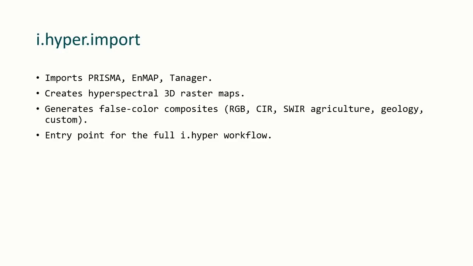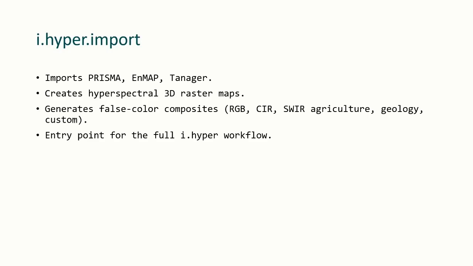Until now, I think this is the first open source tool that also imports Tanager data from Planet, which I think they sell georeferenced, but we do the georeferencing here for you. This importer creates the hyperspectral 3D raster maps. And during the import you can also choose if you want the module to create some classical false color composite.